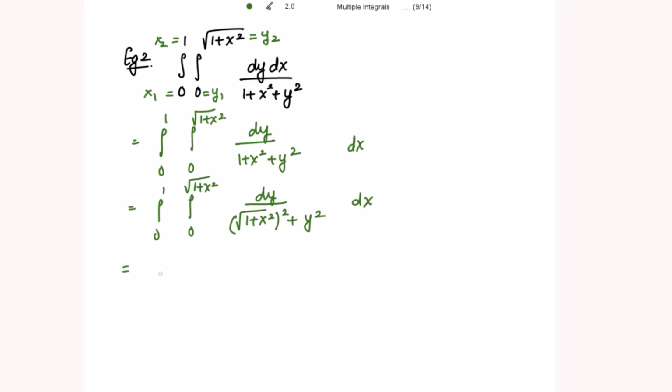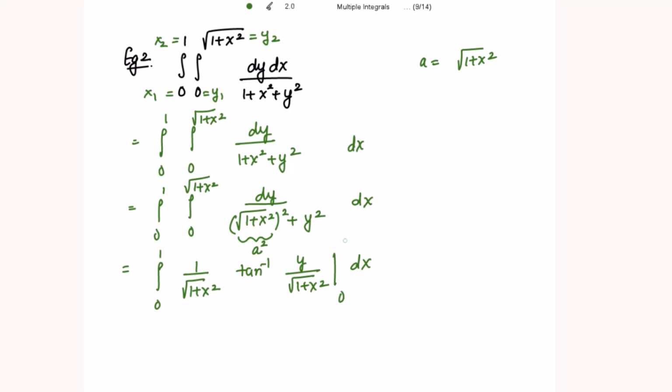Now this integration is, we all know that, taking this as your a, because this is constant for this inner integral, since I am integrating with respect to y. So this is a square plus y square, where a is square root of 1 plus x square. So the formula is 1 over a tan inverse y over a, right? dx.